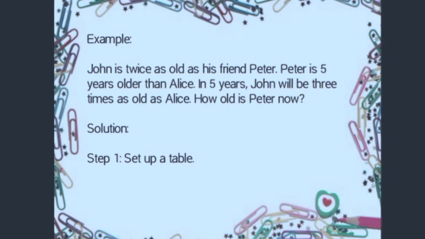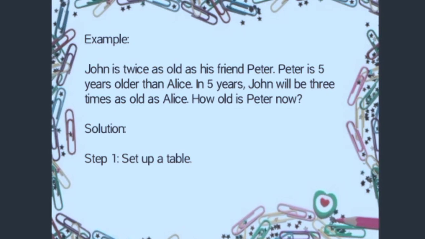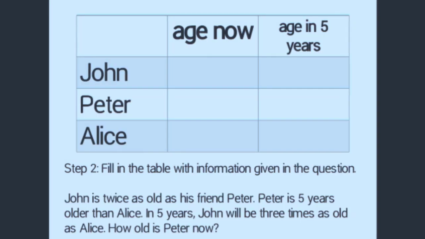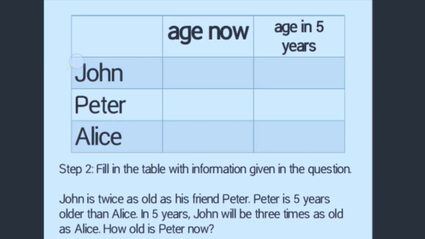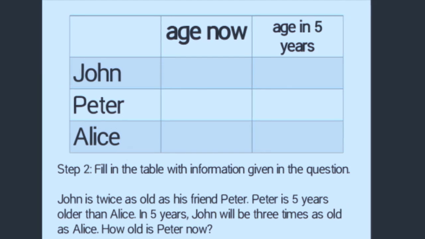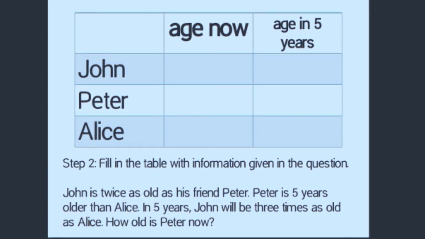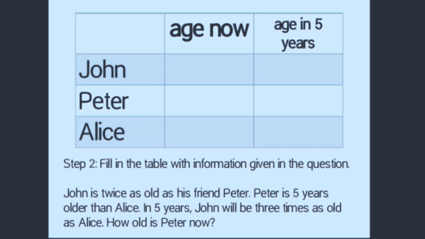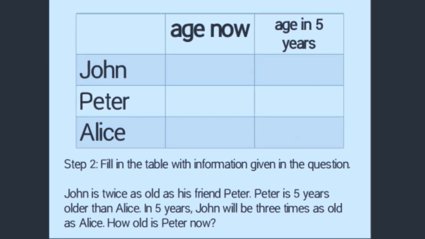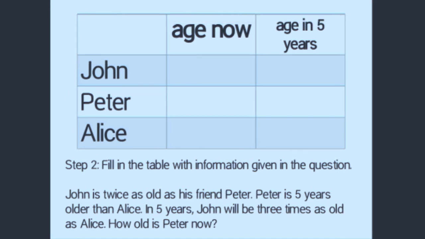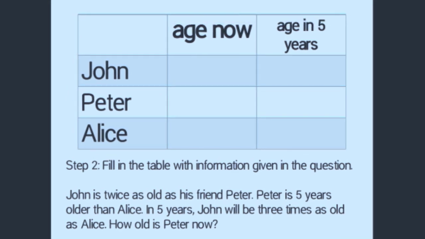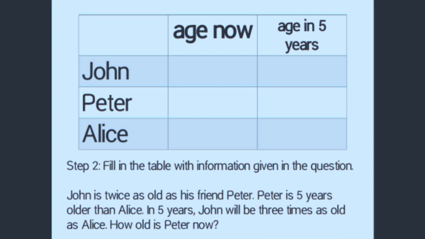Solution: we have step 1, set up a table. Kasi nga table na ito din gagamitin natin, so mag-set up tayo ng table. So I have this. Then may tatlong pangalan ng tao na nag-involve. Si John, si Peter, at saka si Alice. Ang age now is naka-indicate dito lahat. Age in 5 years from now is naka-indicate dito lahat. Okay? Fill in the table with information given in the question. Kapag naka-set up ka na ng table na to, is pwede mo nang i-put up yung mga information na given sa problem. So, John twice as old as Peter.